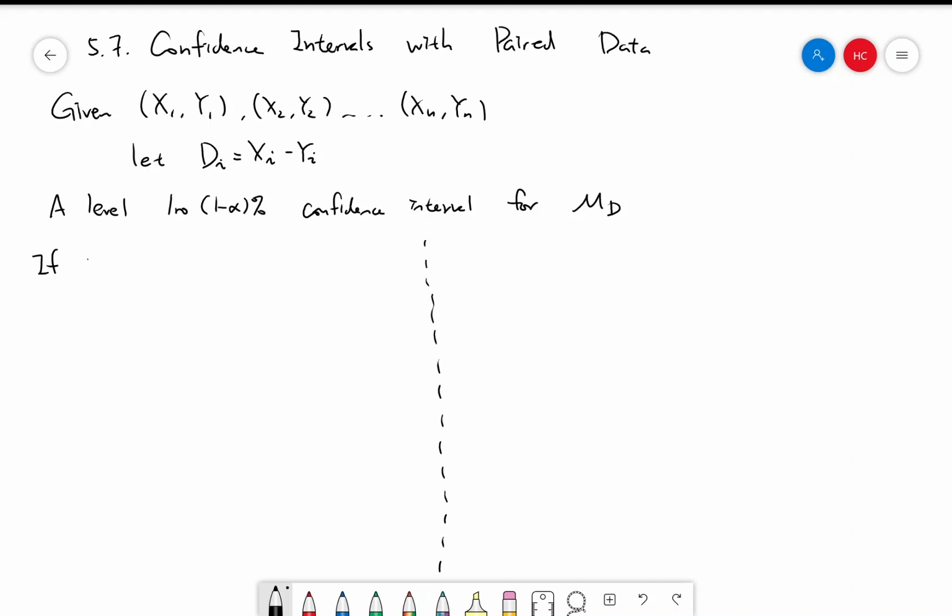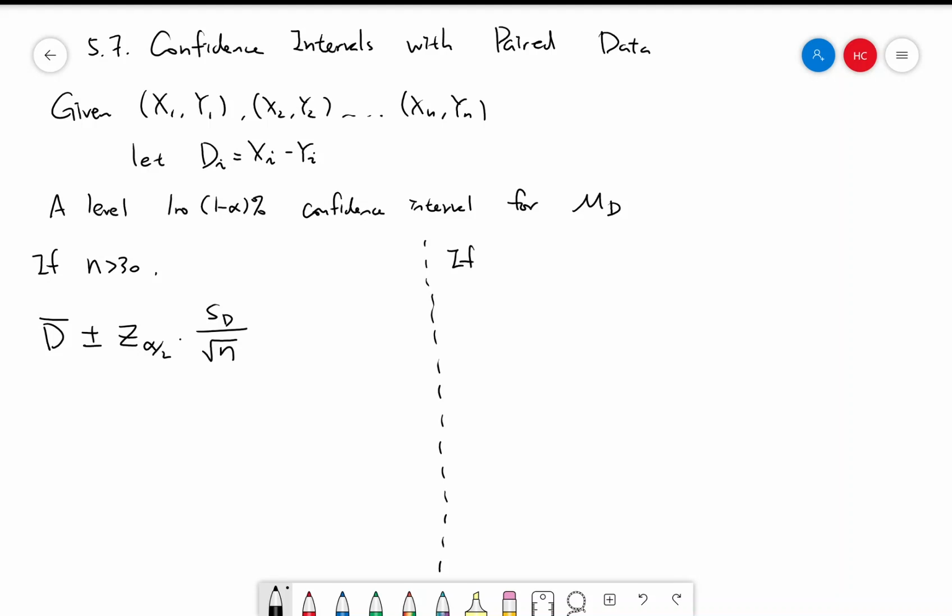First case is when n is greater than 30, then we have the central limit theorem to protect us. So the interval is given by the formula, the sample mean plus minus z sub alpha over 2 times the sample standard deviation divided by the square root of n.